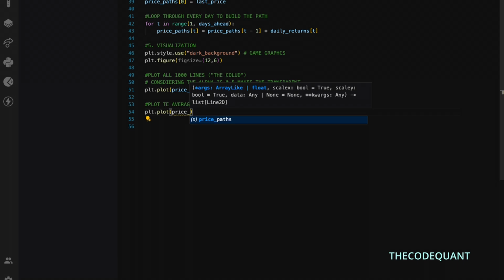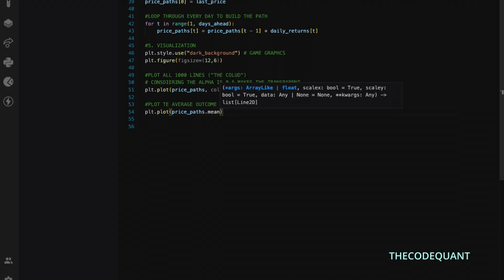Random market events instantly. Now we have daily percentage moves. We need the actual price. I create a blank canvas called price paths filled with zeros. I set the first day, day 0, to our last price for every simulation. Then we loop, on the line price paths equals np.cumprod of the daily returns. Then we go for a loop through every day and we will put it in the coding section.